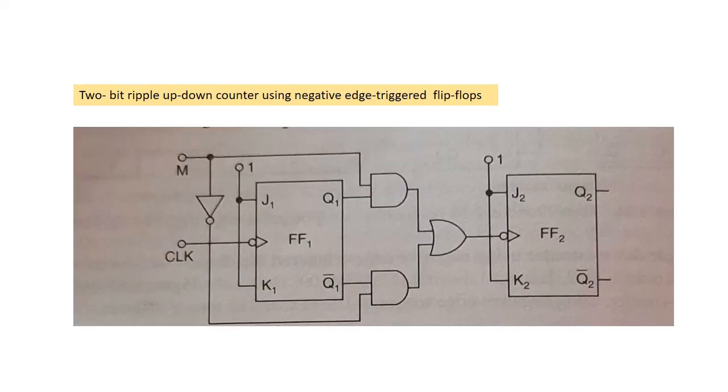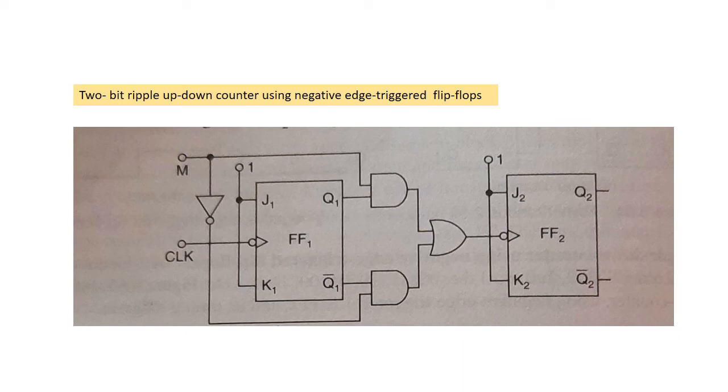2-bit ripple up-down counter using negative edge triggered flip-flops. As the name indicates, an up-down counter is a counter which can count both in upward and downward direction. An up-down counter is also called a forward or backward counter or a bidirectional counter.